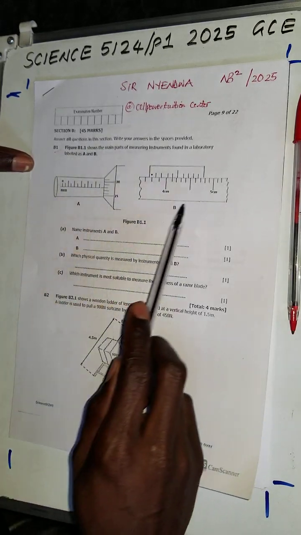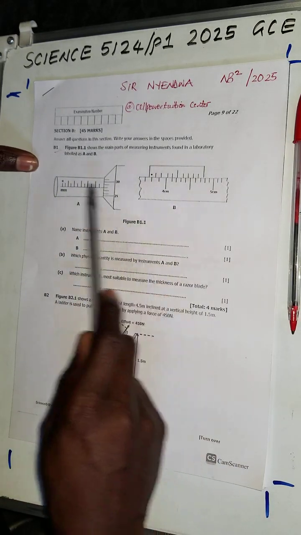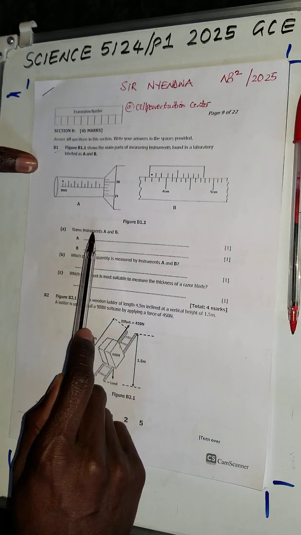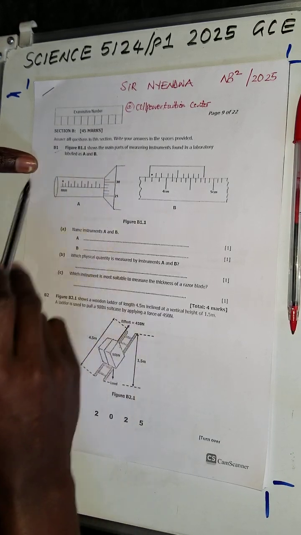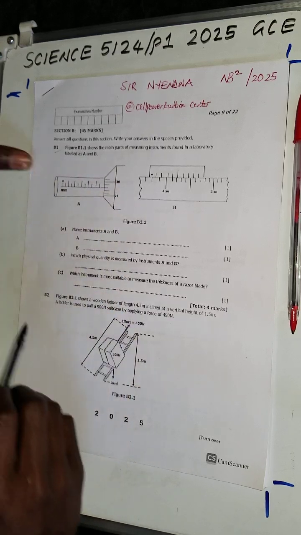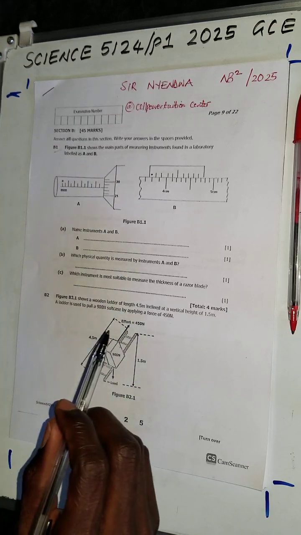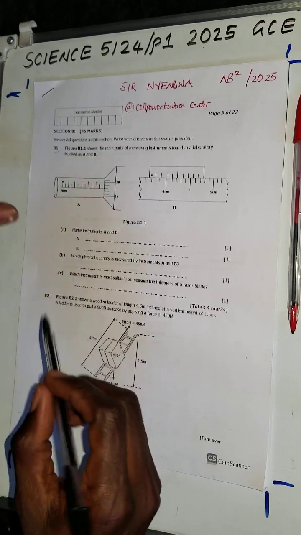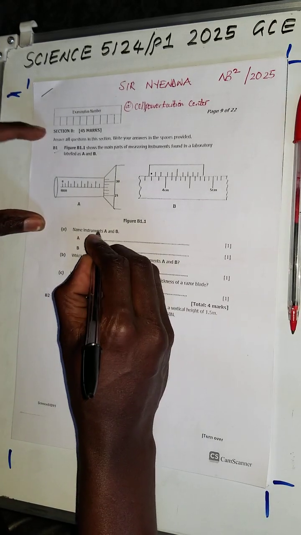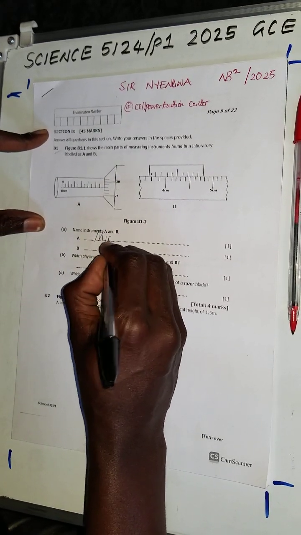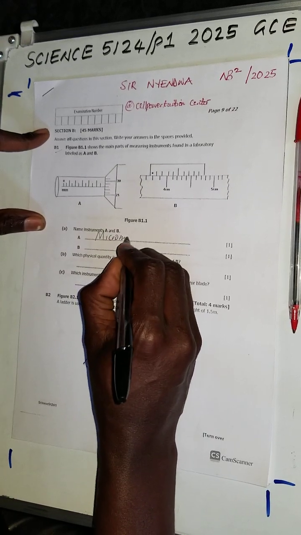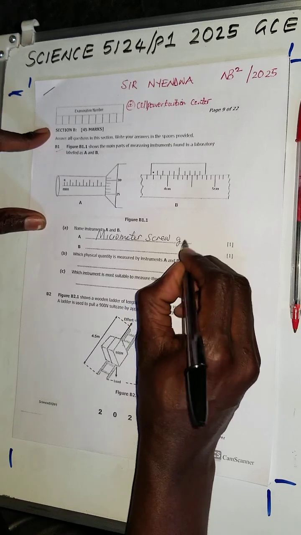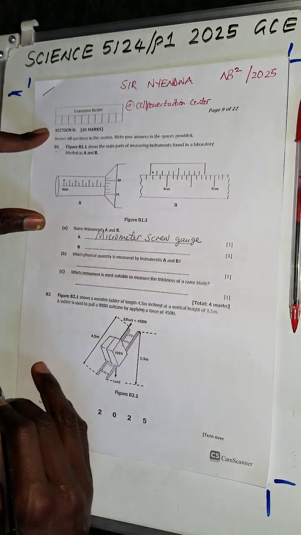So they have just shown you part of the measuring instruments, and they tell you to name instrument A and B. Of course, from the looks of things, you are able to identify without a doubt that A is representing a micrometer screw gauge. So you just needed to write there and simply say micrometer. So that is a micrometer screw gauge.